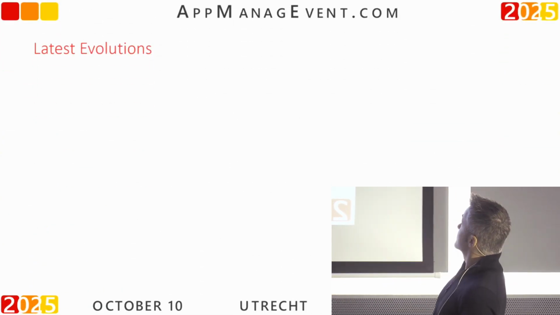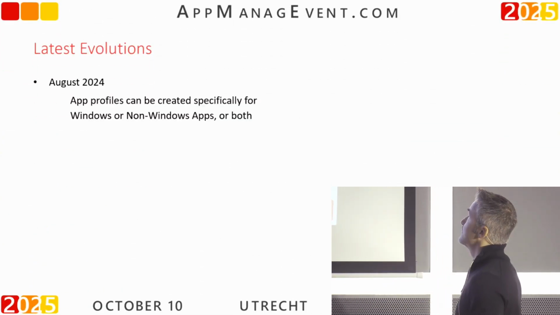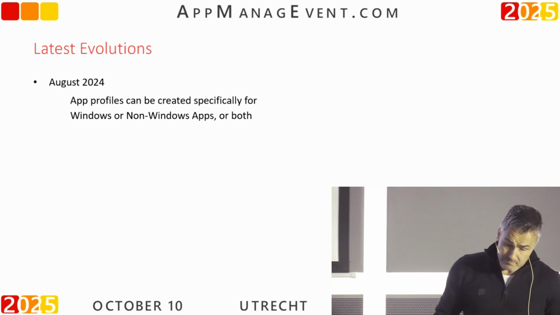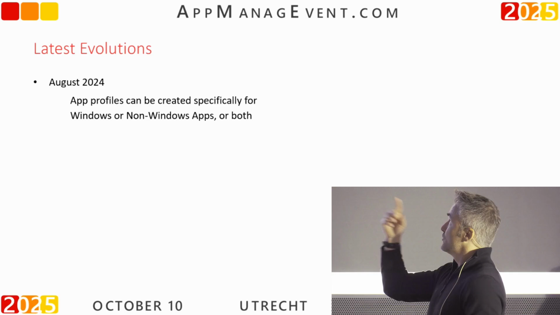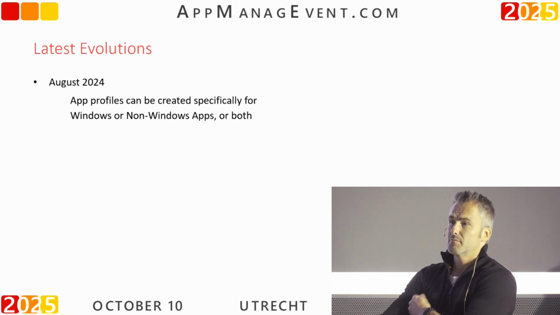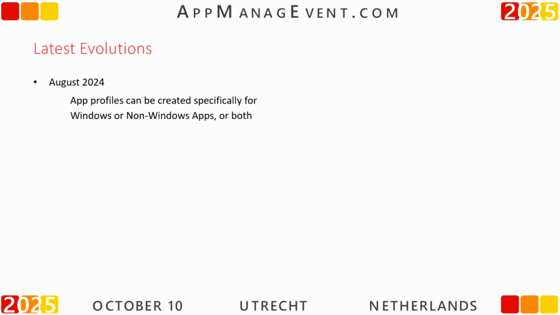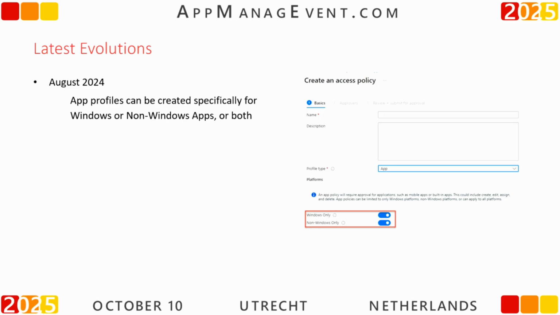I think with that, we have a small demo. No, we first have the latest evolutions. As I mentioned, small improvements have been made after a very long time. What you can do now for the application profiles, you can make a segregation for Windows and non-Windows apps. It looks like this in the console. When you create a new access policy, you will see those 2 sliders at the bottom. It's been available for a year, since August last year. So you can basically say this is only valid for Windows applications or non-Windows applications.